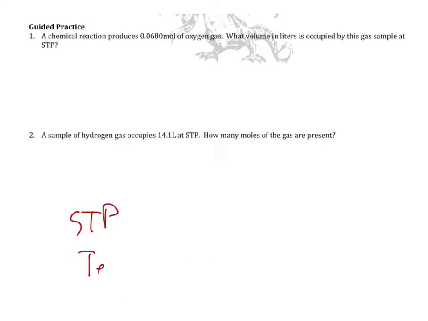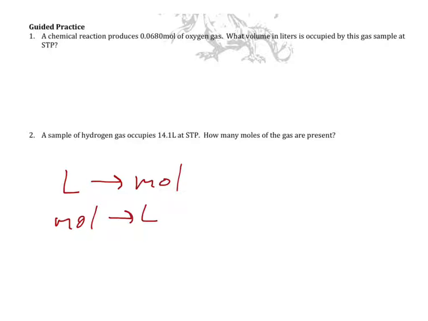So if we're at standard temperature and pressure, we can take liters and convert to moles, and we can take moles and convert to liters using the fact that 1 mole is equal to 22.4 liters. Now, just to give you perspective, that's a little less than 6 gallons. So 1 mole of gas will consume about 6 gallons of volume.